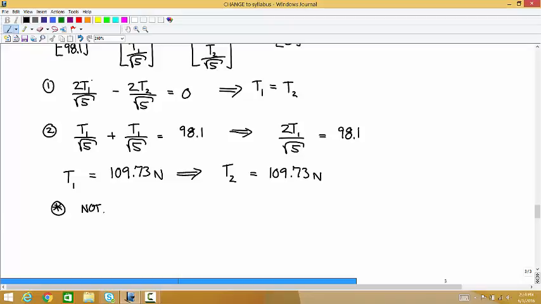One thing to notice about cables is cables can't ever push on things. Cables can only pull. So if you ever set up a problem with a cable and get a negative answer for a tension, something went wrong in your assumption about the direction that it was pulling or something, but you need to go back and figure out what went wrong. Tension values should always come out positive.